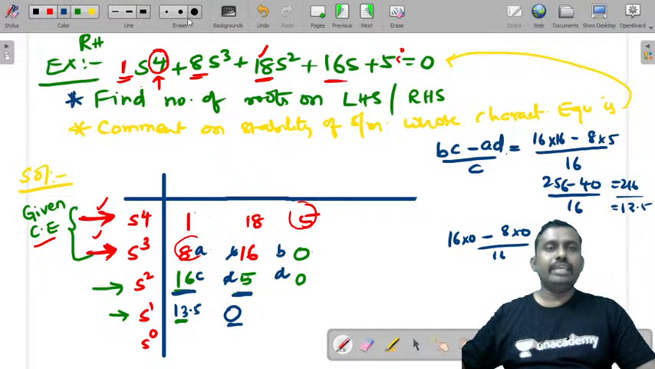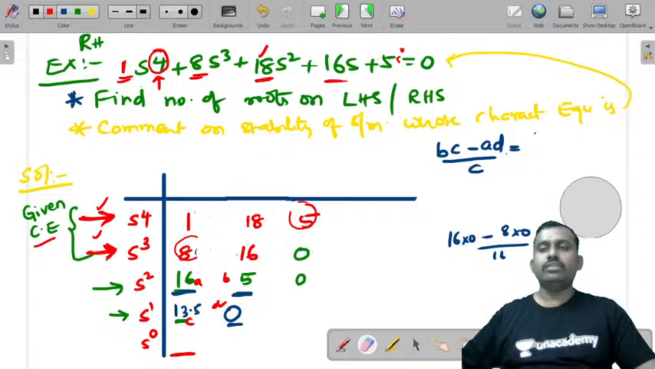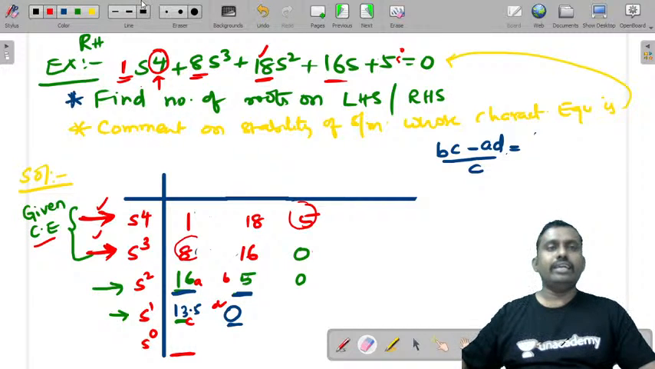And when you are doing the next one, find the next row elements. So you need to take the upper elements of that particular row and write them as this is A now, this is B, this is C, and this is D. In order to find this element, you need to take the same expression BC minus AD by C, and if you do that, what would you get?